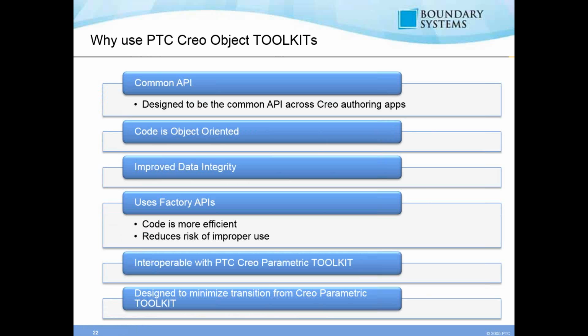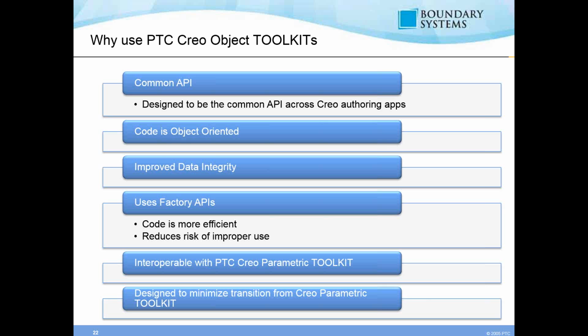So why use the Creo object toolkits at all? What's the benefit, and why is PTC moving from the older toolkit to the new object toolkits? One of the big goals is to provide a common API that can be used across the different Creo apps. It's object-oriented and uses factory APIs, so the code is a lot more efficient. You can do the same things in a lot fewer lines of code than you would need in the older toolkit application. It also reduces the risk of improper use. And it's designed to minimize the effort of transition from Creo Parametric Toolkit to the Object Toolkit. So, if you have existing toolkit apps, you would like to migrate them over.